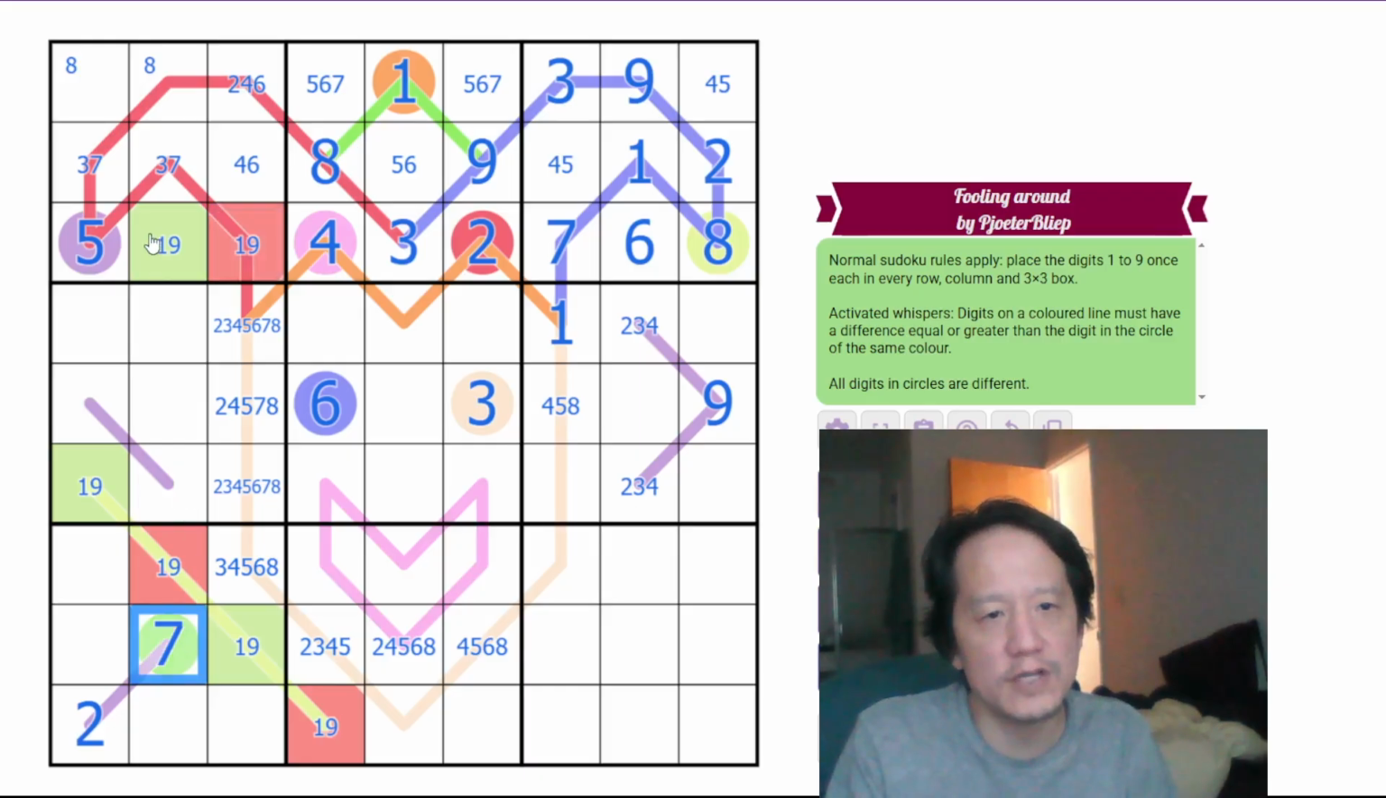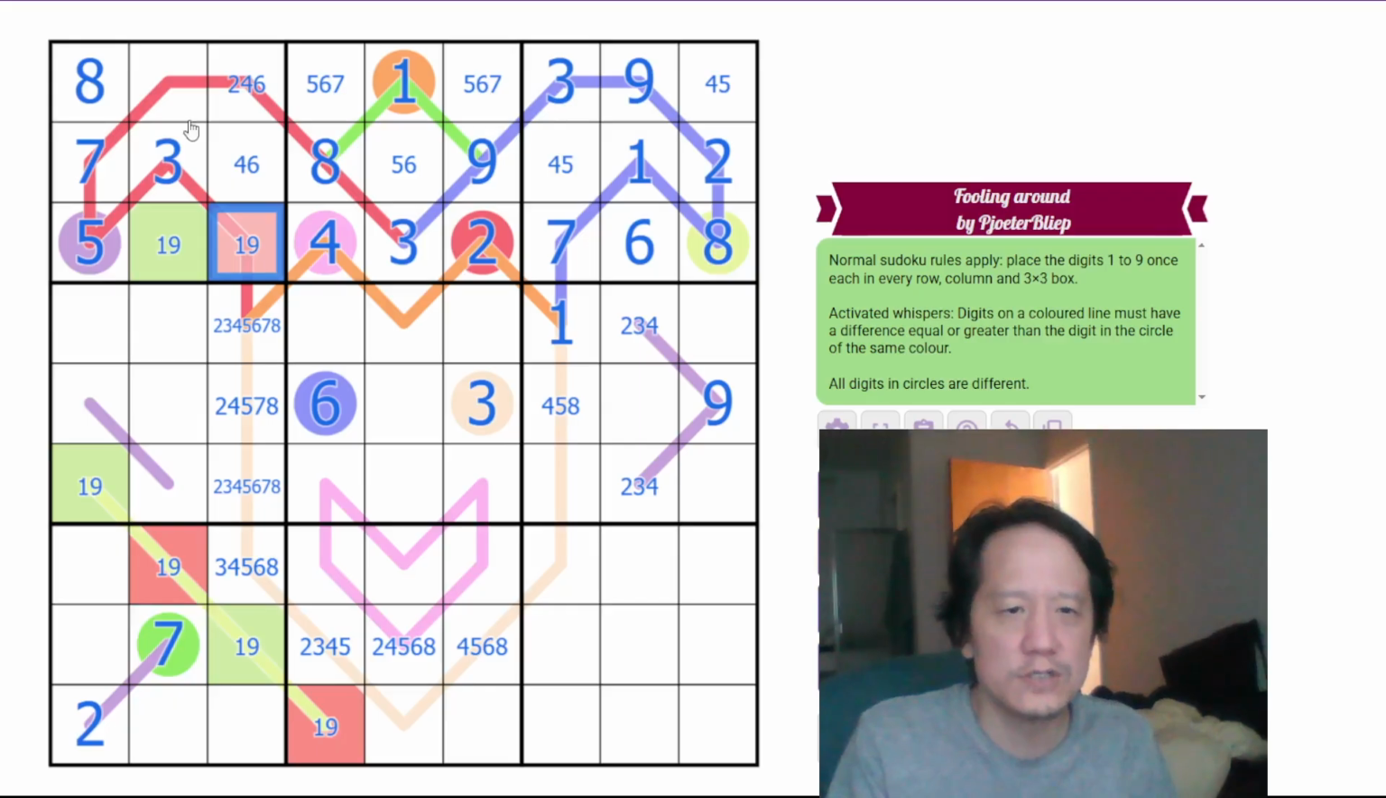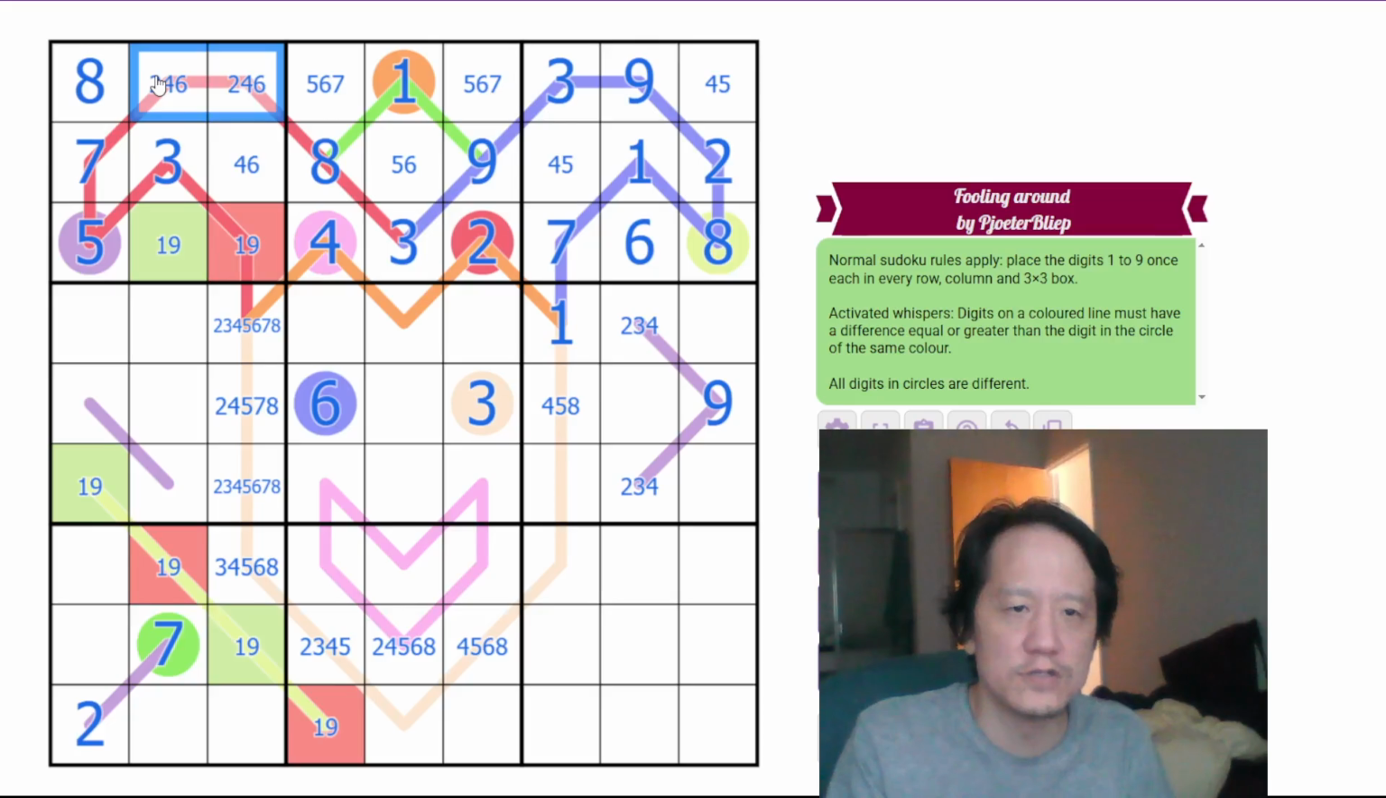This 7 eliminates 7 here, so this must be 3, which makes this 7. 8 is not 2 away from 7, so this can't be 8. Therefore, this is 8. 3 could be with either 1 or 9. We don't know which. This is 2, 4, or 6. One of these is a 2, so the other one, well, it doesn't really matter.